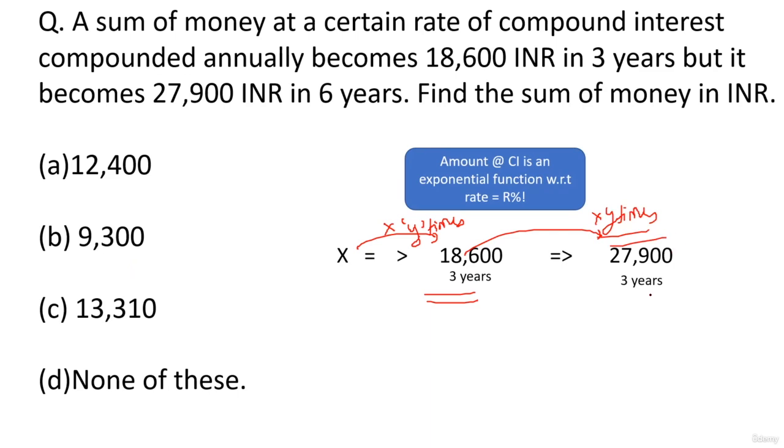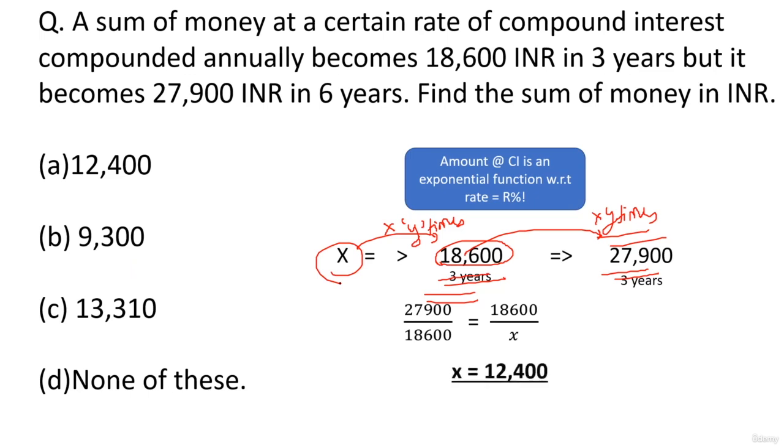Okay, that tells you the ratio of 27,900 to 18,600 will be the same as the ratio of 18,600 to x. Now this question becomes very, very easy, guys, isn't it? So now we talk about cross multiplying. You can cancel out two zeros. You get the value of x as 12,400, and that's the first option. See, it's very simple now, isn't it? Once you understand the basic concept.